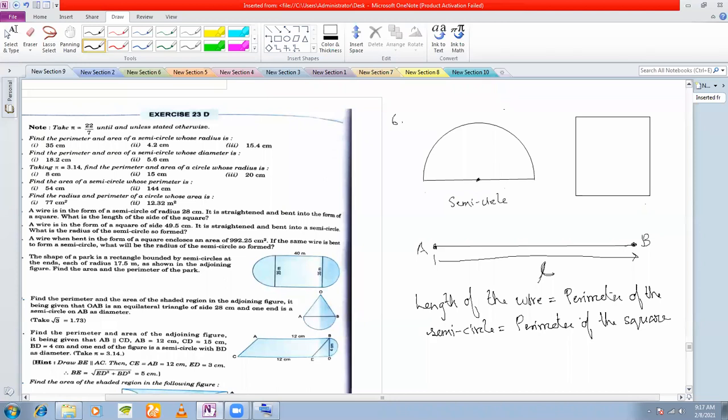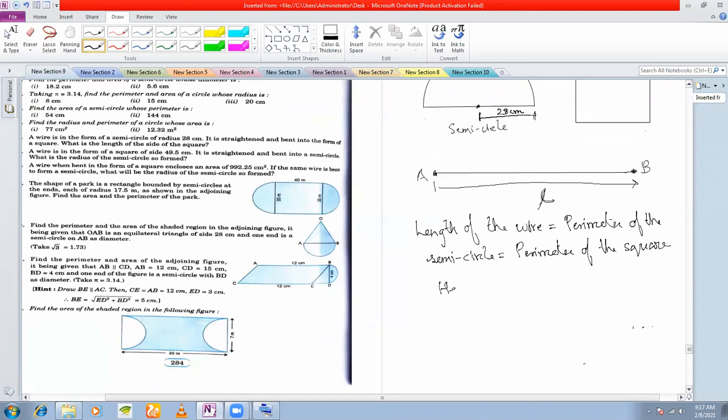A wire is in the form of a semicircle of radius 28 centimeters. So when this wire is made in the form of a semicircle, I measure this length and I find that the radius is 28 centimeters. So here R must be equal to 28 centimeters. So what is the perimeter of the semicircle? Formula, if you remember, perimeter of the semicircle is R into pi plus 2.